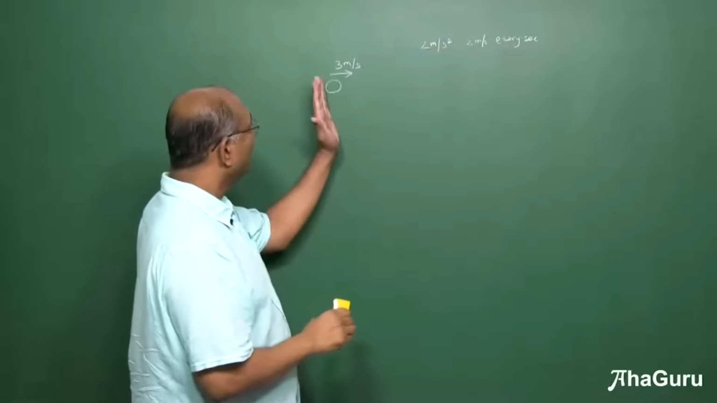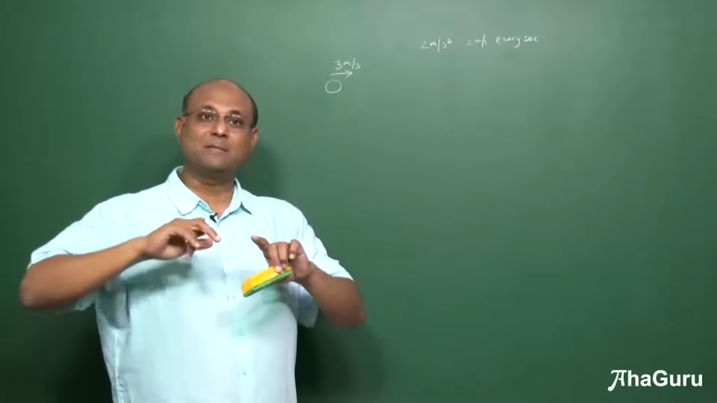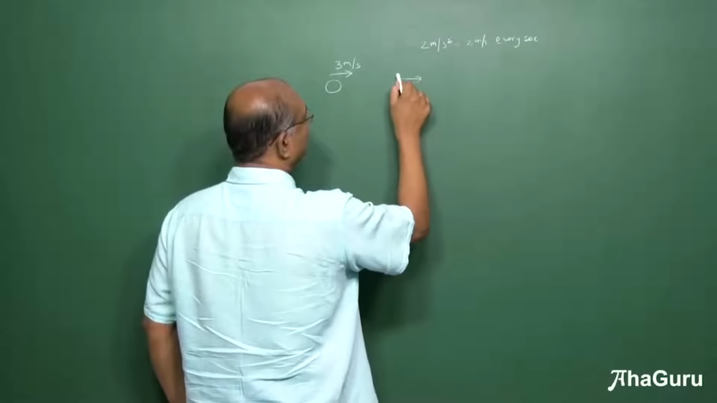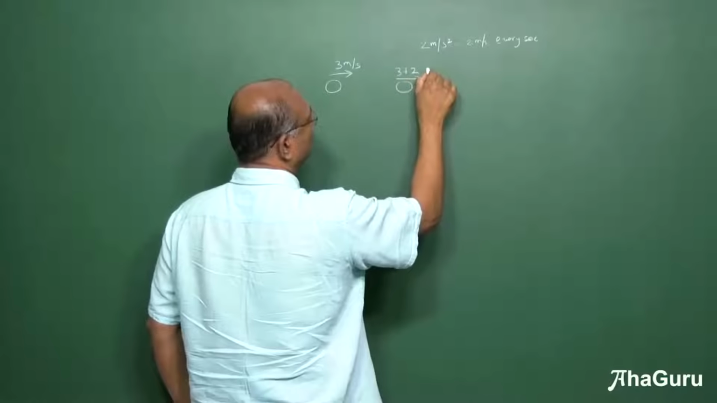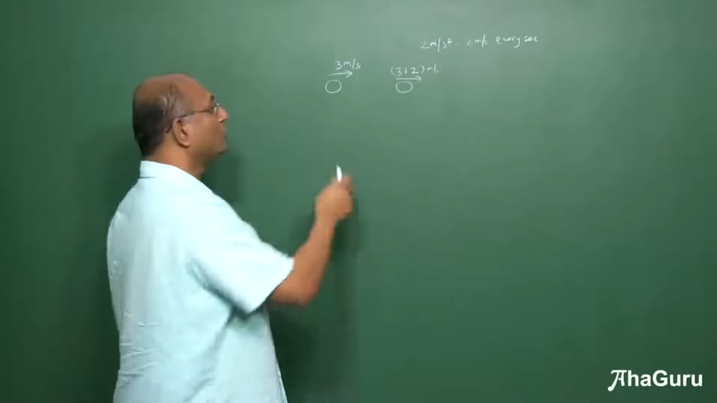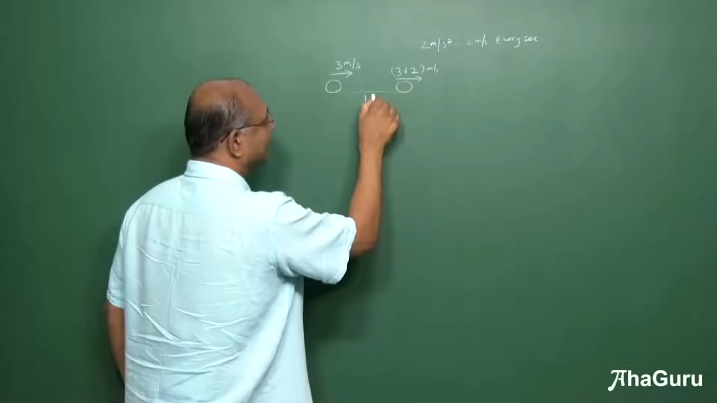That means 1 second later the velocity will become 3 plus 2. So this is 3. It's going to become 3 plus 2 meters per second. Why plus 2? Because every second you are adding 2 meters per second. Now this is 1 second.